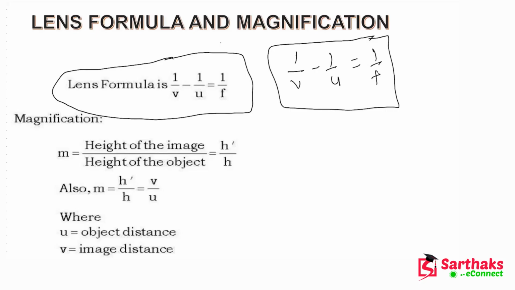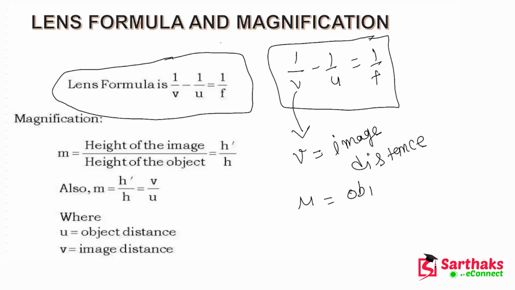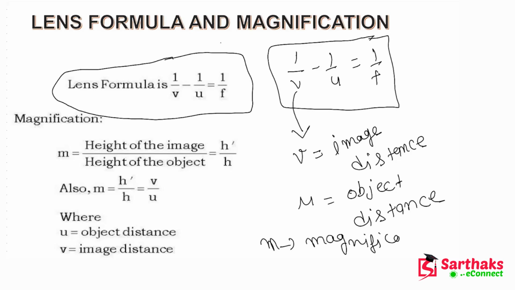So what is V here? V is the image distance. And U is the object distance. Now, what is M? M is magnification. And there is a formula for calculating magnification, and that is h dash upon h or v upon u.